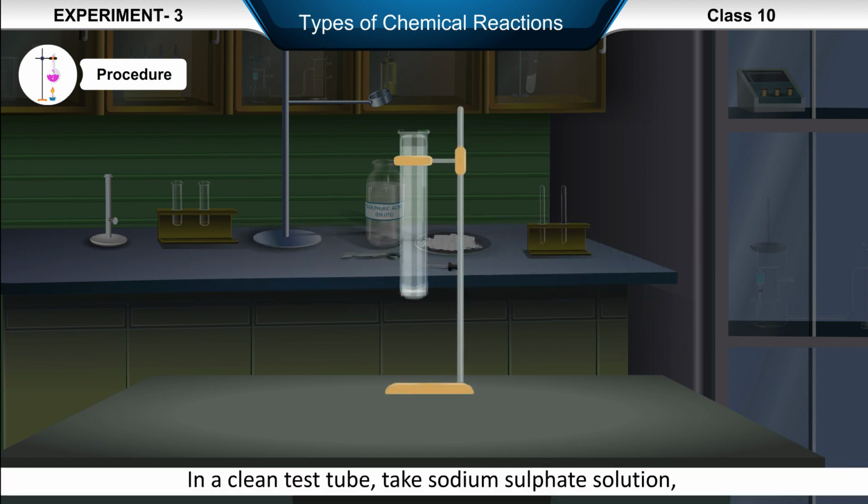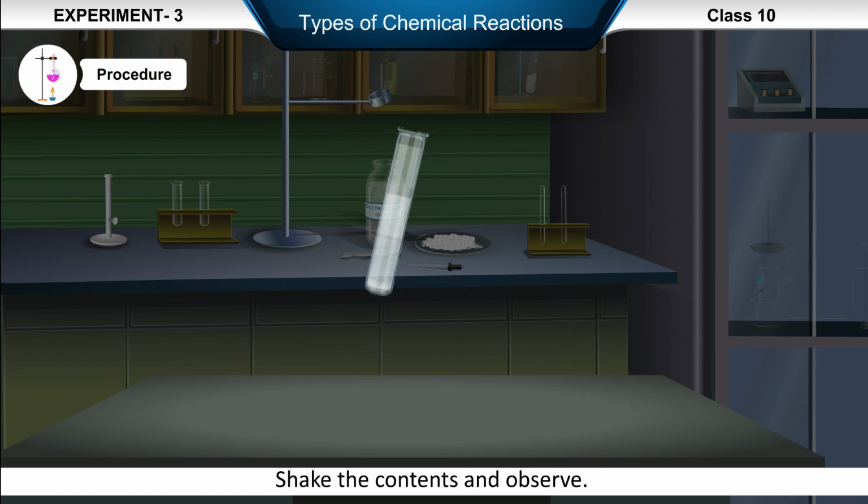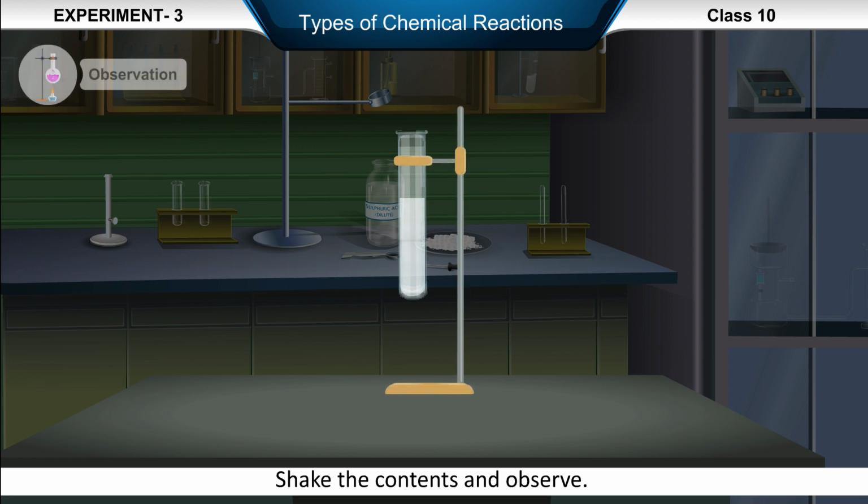4. Double displacement reaction. In a clean test tube, take sodium sulfate solution. To this, add barium chloride solution. Shake the contents and observe.